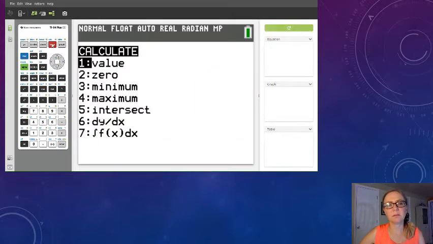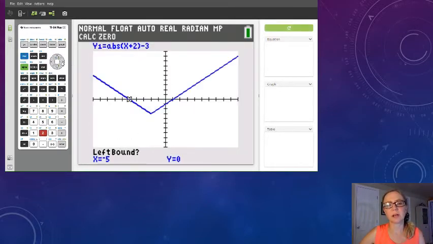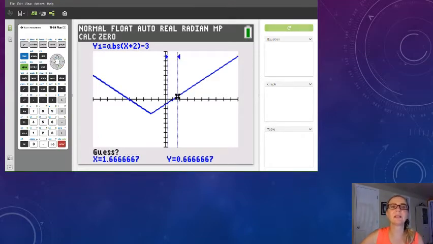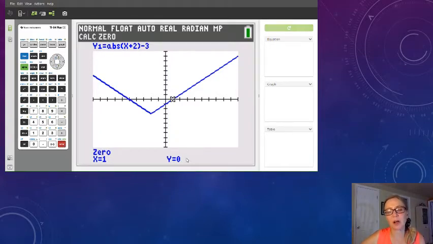There's another zero on the other side of the graph. So I'm going to go over and stop on the left side of it and build my wall, move to the right and build a wall. And I'm going to make a guess, and the calculator is going to zero in on that zero, no pun intended. So 1, 0 is another x-intercept for this particular graph.